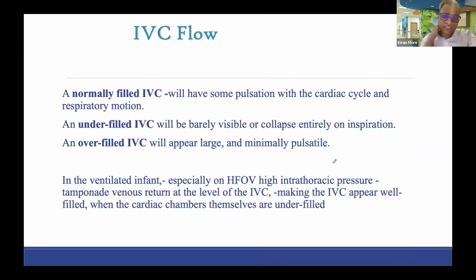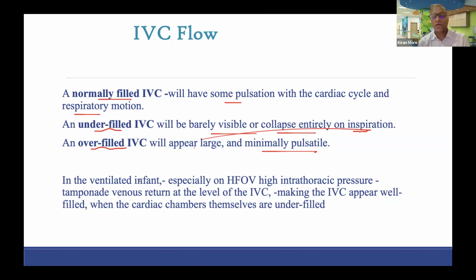But just for eyeballing, you look at the normally filled IVC, where you will have some pulsation with the respiratory motion. So you will see a nicely pulsating IVC. That means it's probably adequately filled. Underfilled IVC will be collapsed, very barely visible and collapsing entirely on inspiration. And an overfilled IVC, which again we saw just now, is large and very minimally pulsatile. So you will not see a lot of variation with respiration. So very congested. So that's how you interpret IVC flow: preload is too much, less underfilled, or adequate.